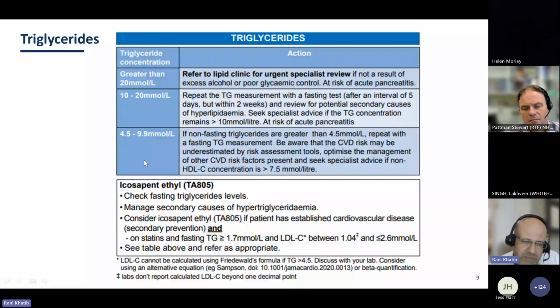Now, in this specific population, you repeat it, and if it's persistently high, then you need to think about what we're going to do. You probably need to seek advice if non-HDL cholesterol is more than 7.5, just to exclude mixed hyperlipidemia and also high triglyceridemia as well. Now, if you're hitting more than 10 or more than 20, then we become really worried about acute pancreatitis. And it is then that we tend to seek advice from the lipid clinic.